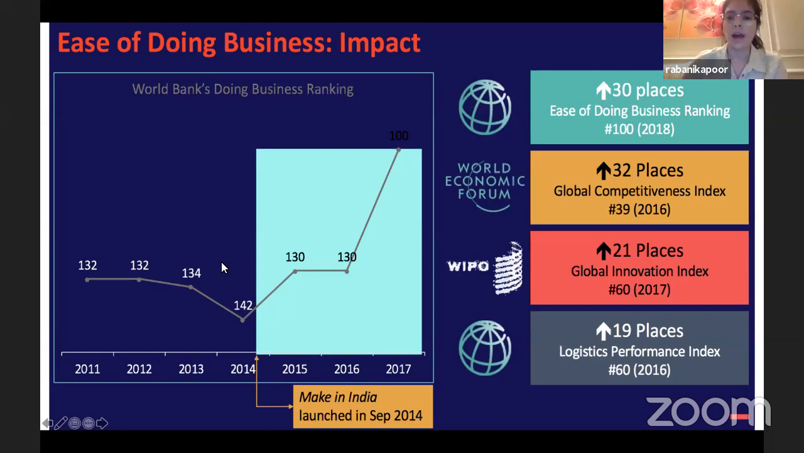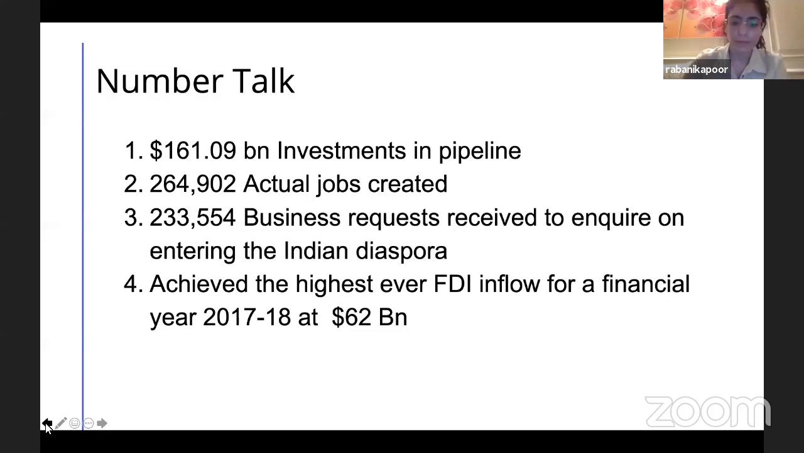So the number talk. Sharon has very nicely put about FDI and where India stands. I'm going to speak on the numbers which showcase where India stands now in terms of the FDI. There are $161 billion investments in pipeline. There are already 264,000 actual jobs created. In terms of the business requests that have been received, there are approximately 23,000. 2017-2018 was a great year for India because we achieved the highest FDI inflow for the financial year, which stood at 62 billion.